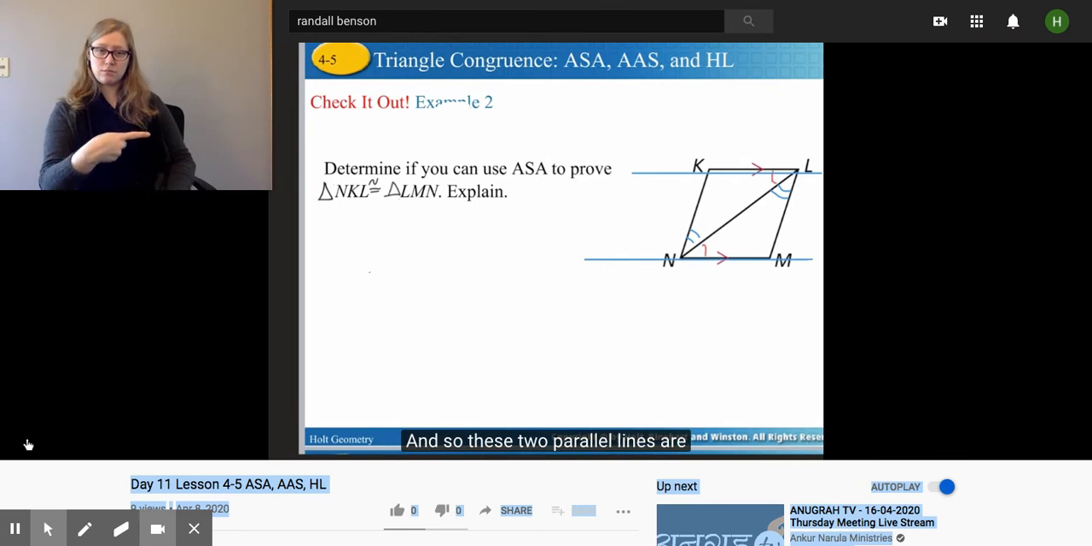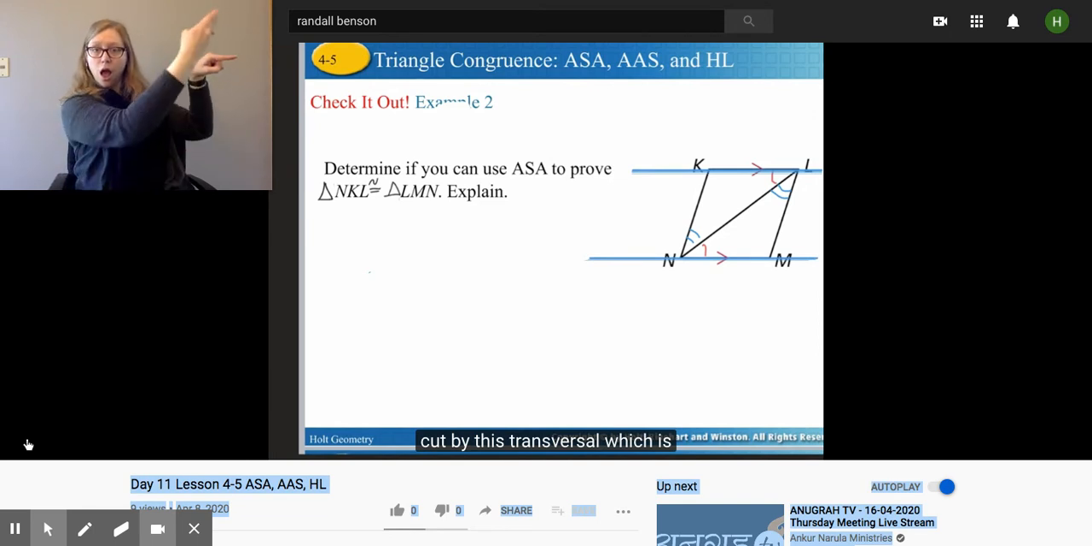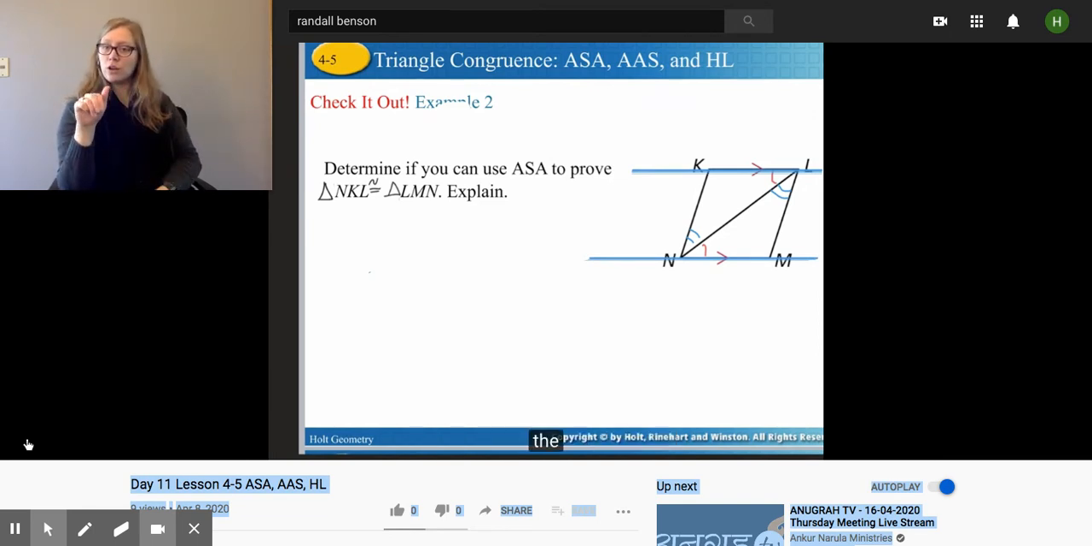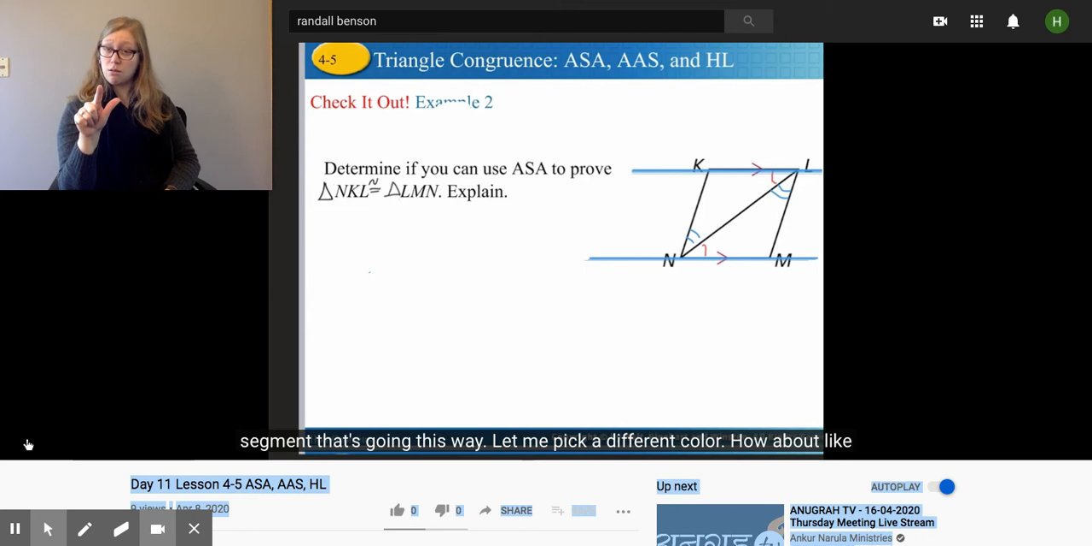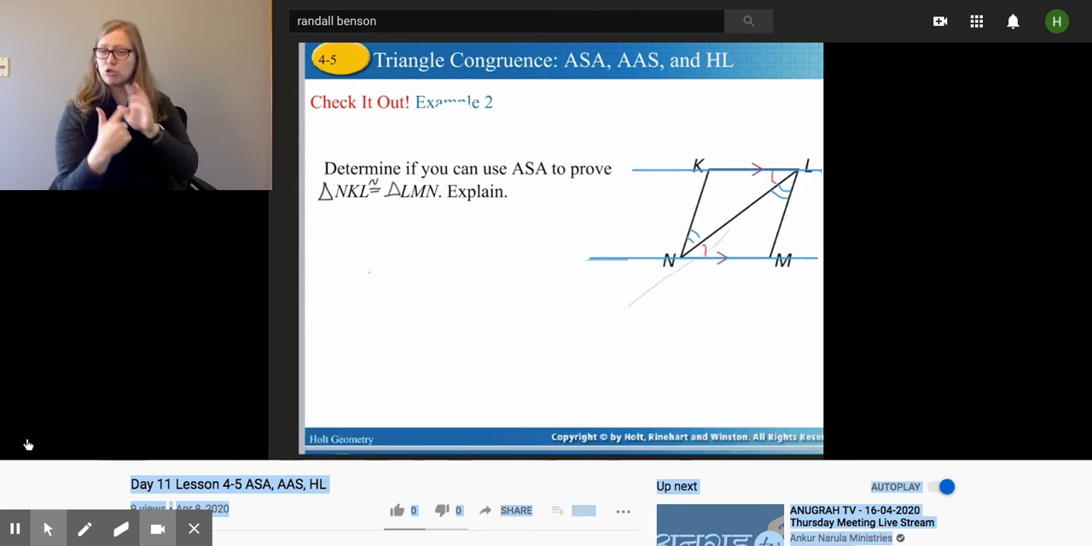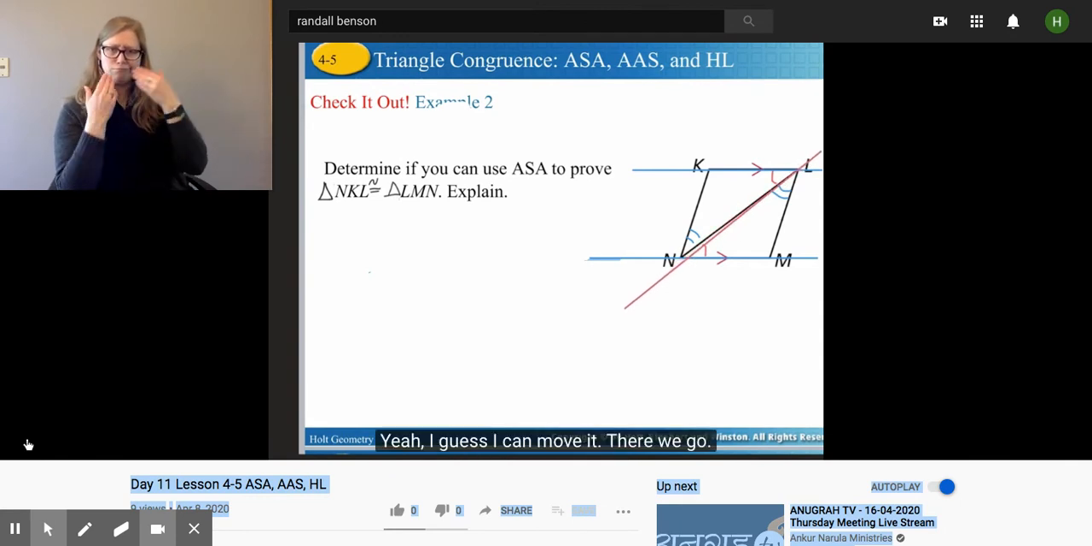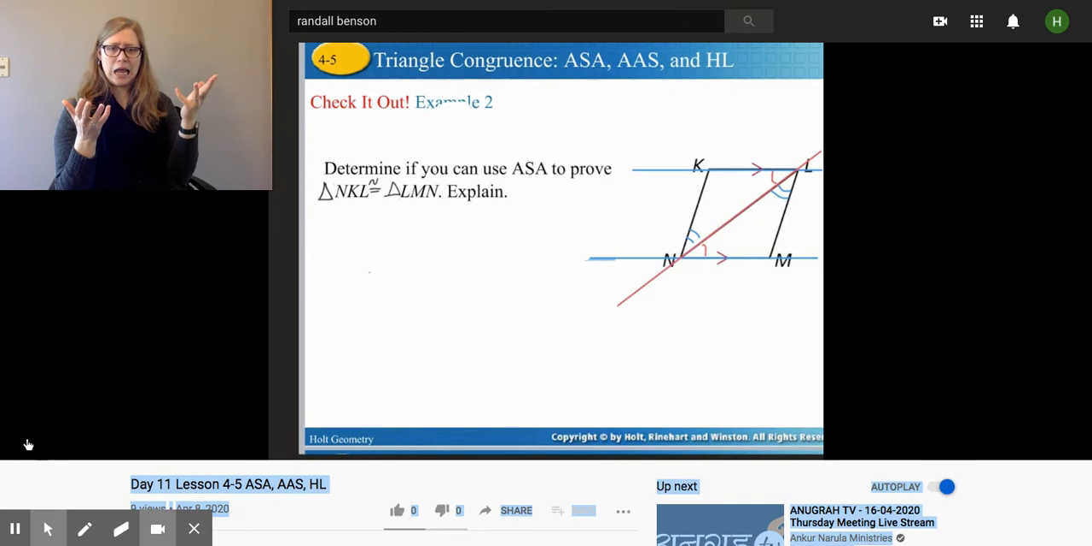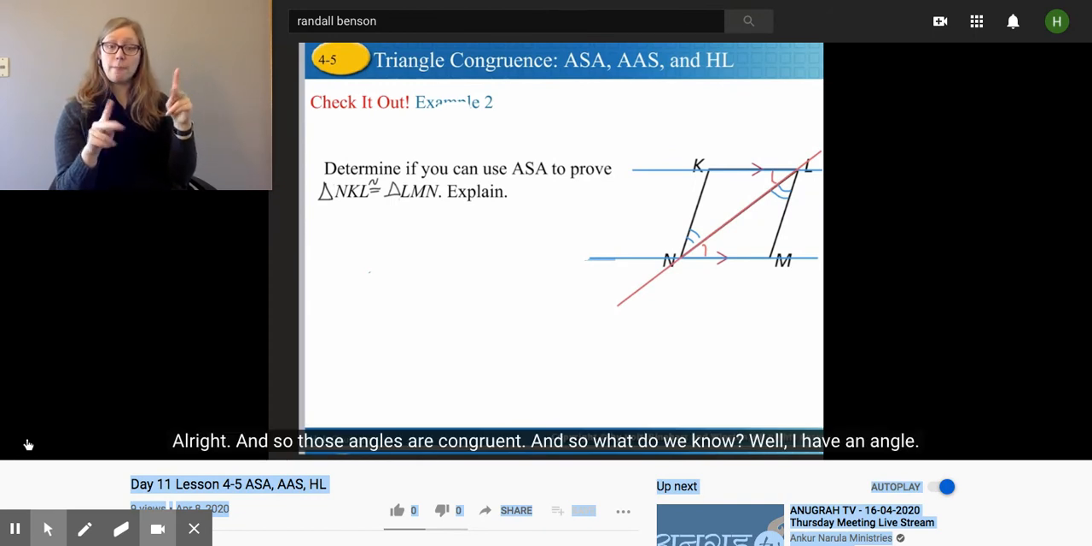There. And so these two parallel lines are cut by this transversal, which is the segment that's going this way. Let me pick a different color. How about this line? I don't know if I can. Yeah, I guess I can move it. There we go. All right, and so those angles are congruent.